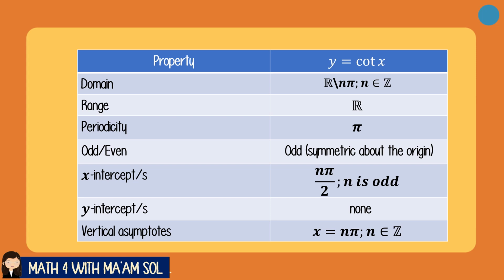So there you have it, the properties of the 6 basic trigonometric functions. The summary of all these properties may be found in your Khub course under the learning guide with title Graphs and Properties of Basic Trigonometric Functions, Part 2.